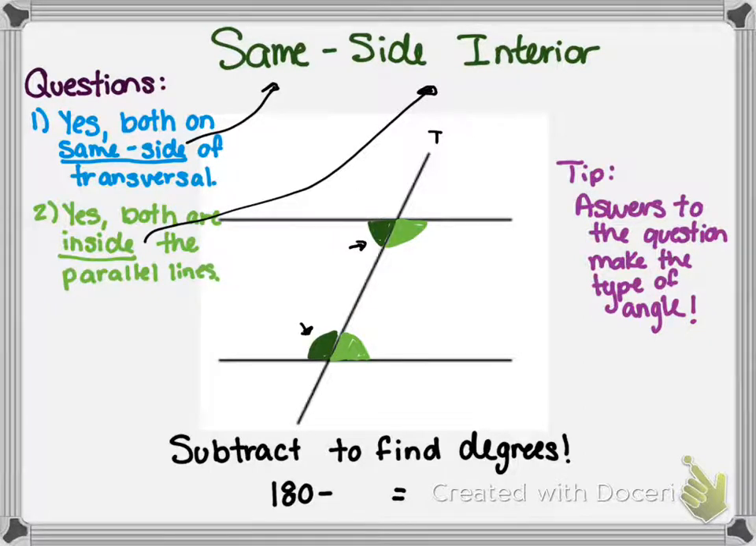Note how the answer to those questions tells you what type of angle it is. Now, for this example, you would have to subtract to find the degrees for what's left. So let's say over here that we have 45 degrees. We're trying to figure out what the other same side interior angle is. We need to subtract from 180. 180 minus 45 degrees gives us 135 degrees. That would be the measurement of the other same side interior angle.